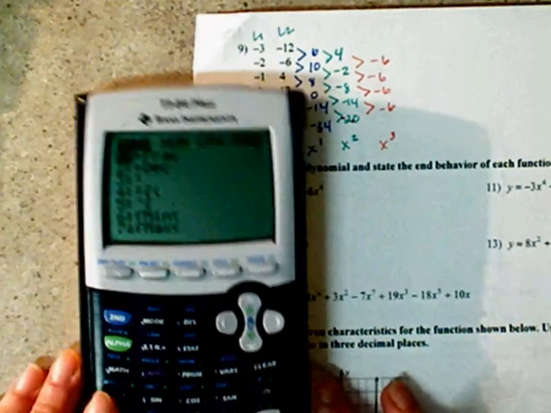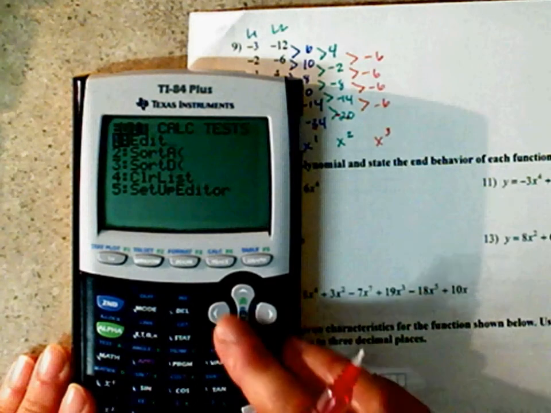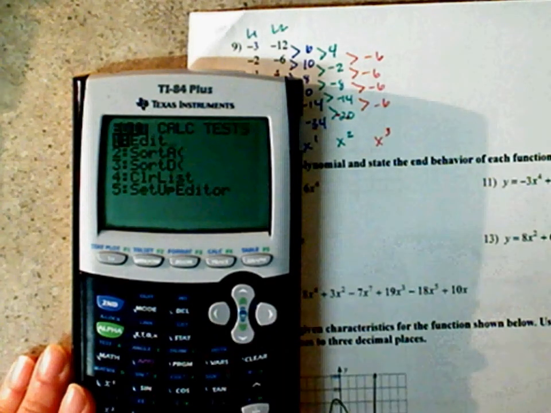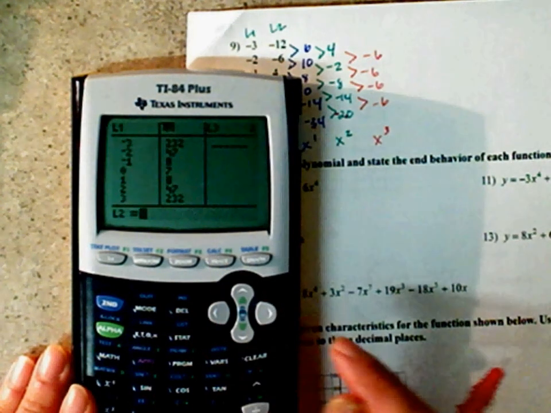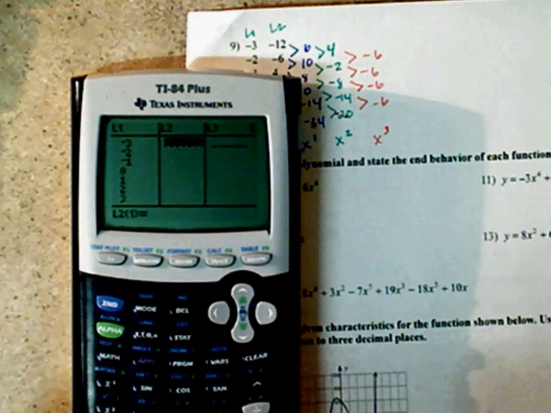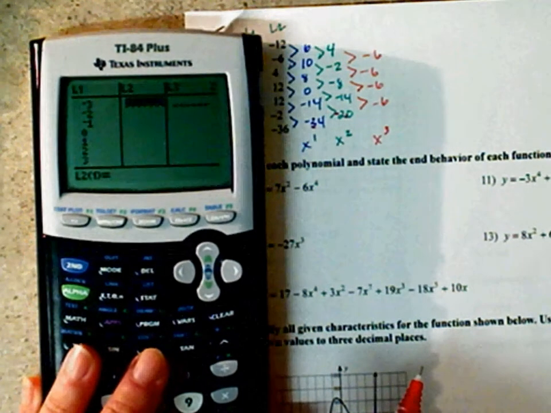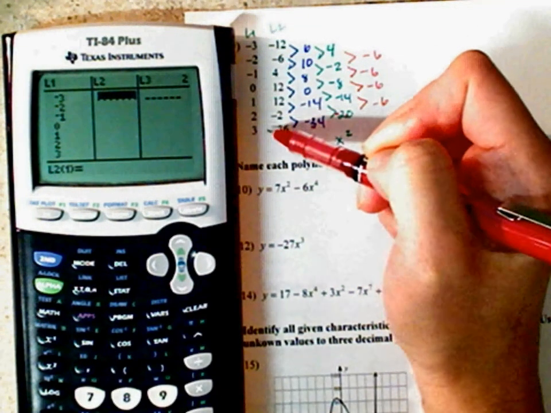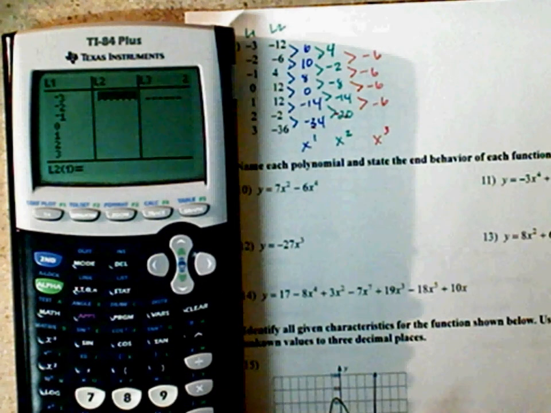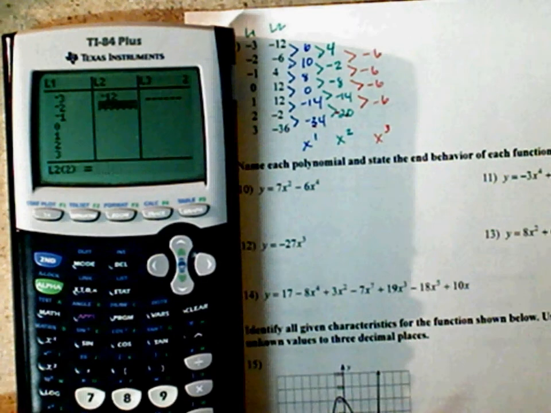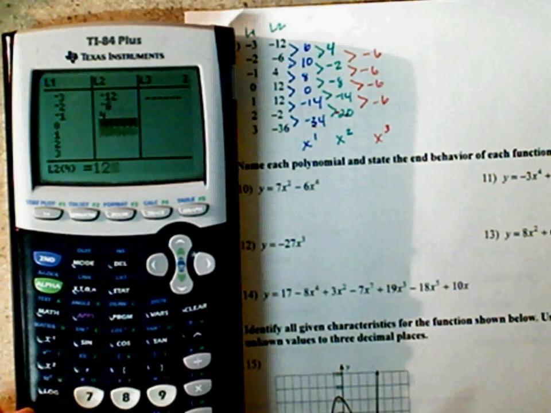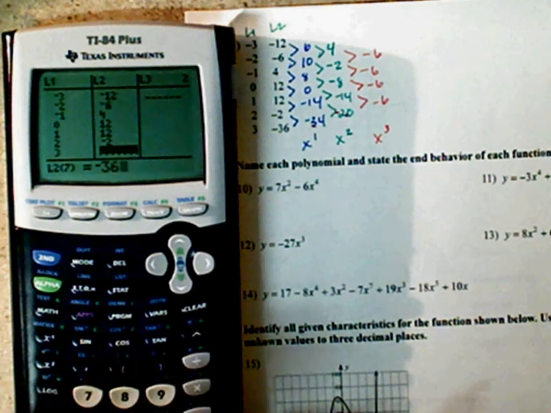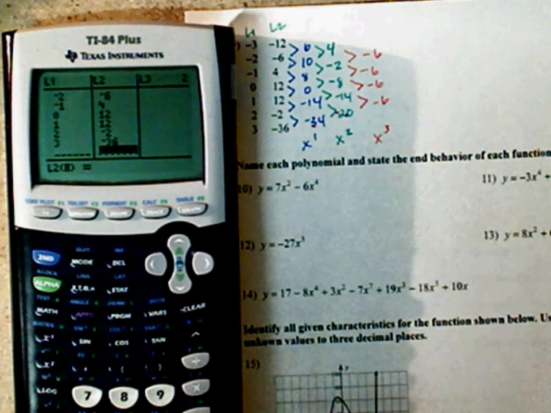Alright? So I'm going to go stat, I'm going to edit, I'm going to delete L2 all at one time. So if you highlight it, now I'm going to enter my data. All my x values have already been entered from the previous problem, so here's L2, which is your y. Negative 12, negative 6, 4, 12, 12, negative 2, negative 36. For every x, you must have a y.